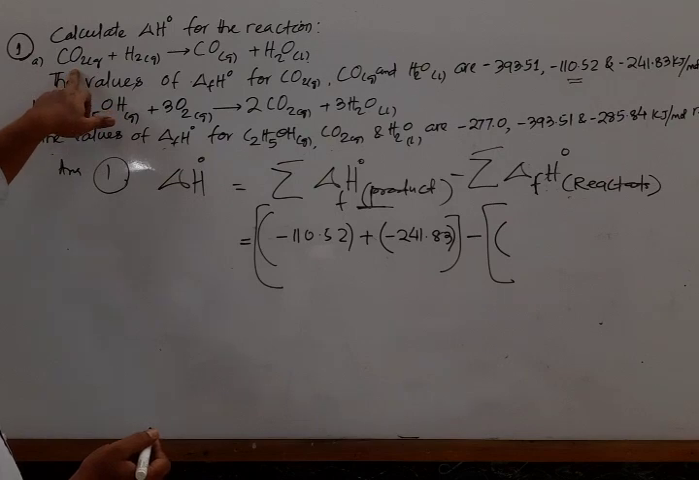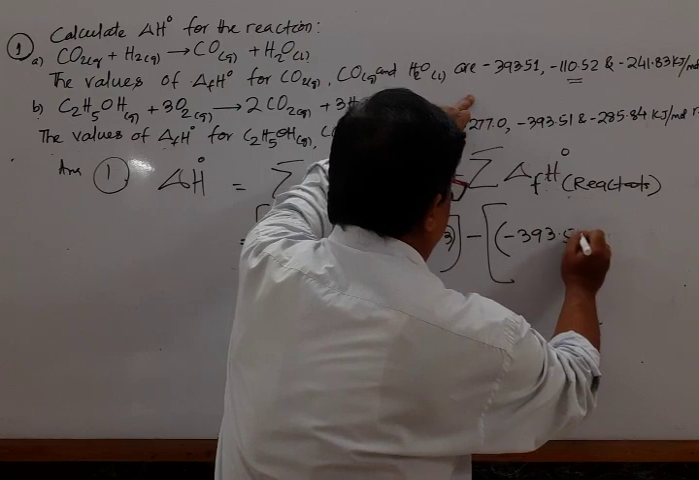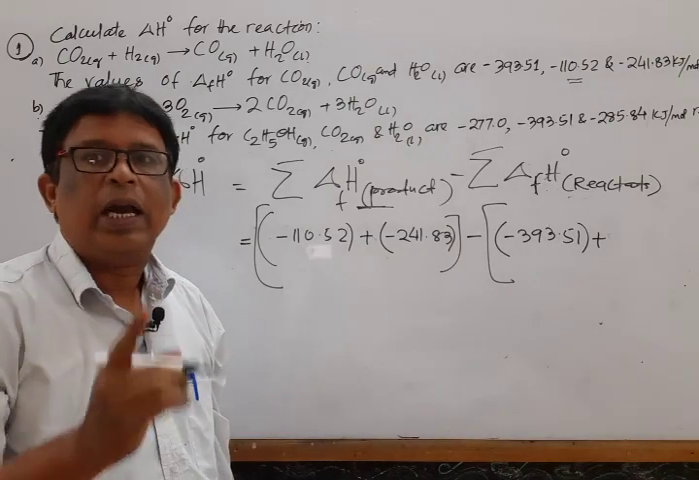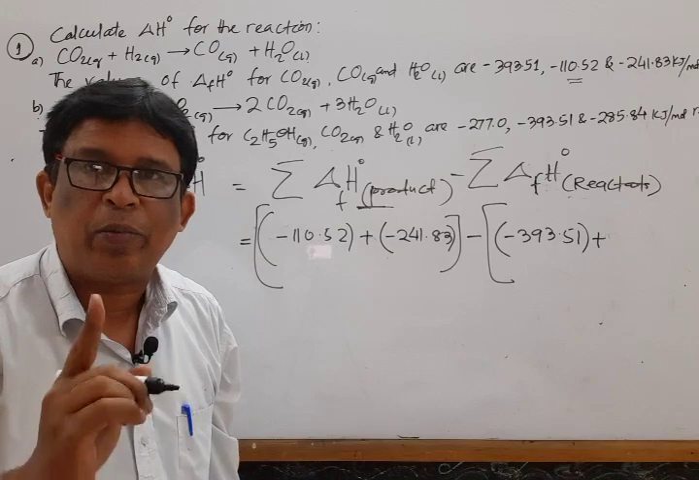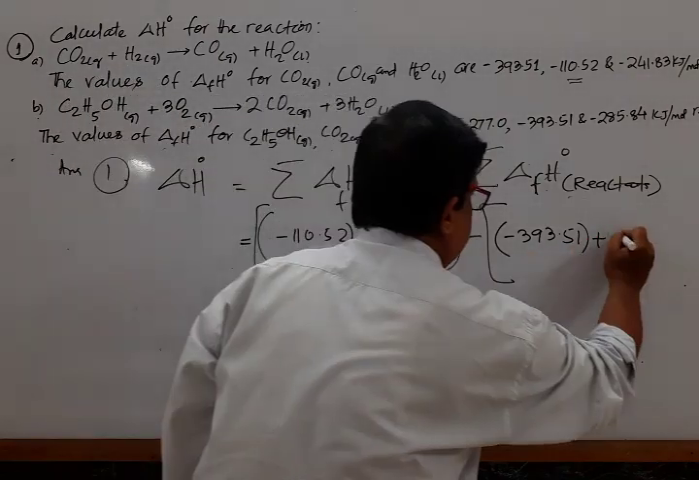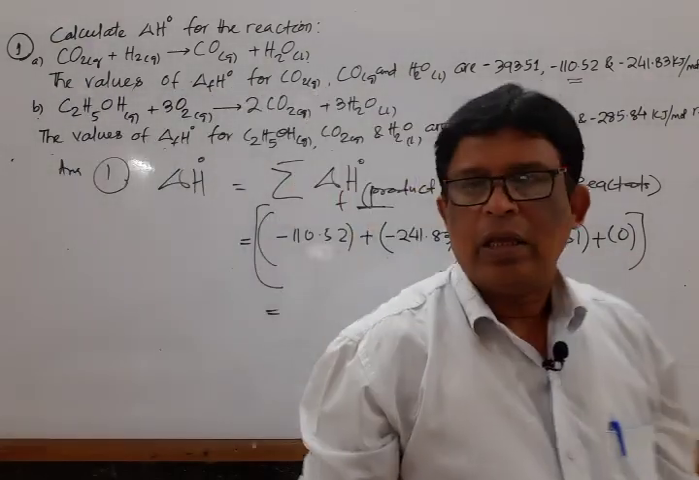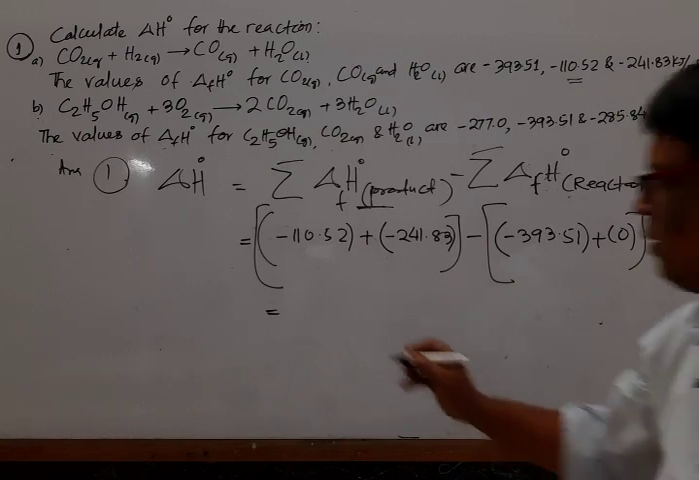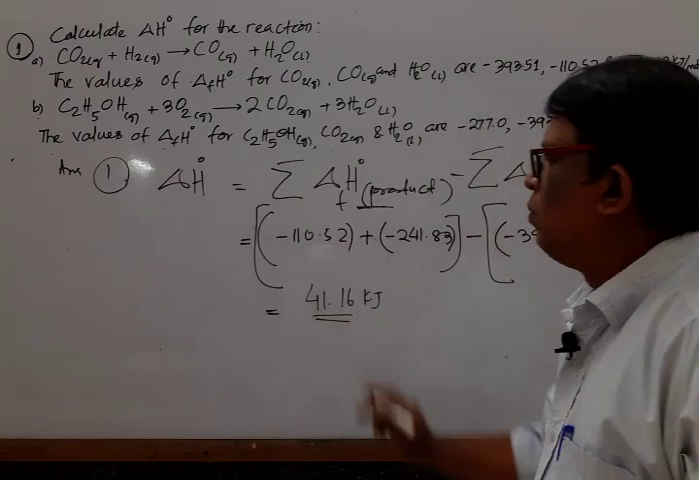Minus the summation of enthalpy of formation of reactants. The reactant is carbon dioxide, whose value is minus 393.51, plus another one, H2. Remember that it is in elemental form. If it is in elemental form, then its enthalpy of formation is 0. So if we solve this, the answer is found to be nearly equal to 41.16 kilojoule.